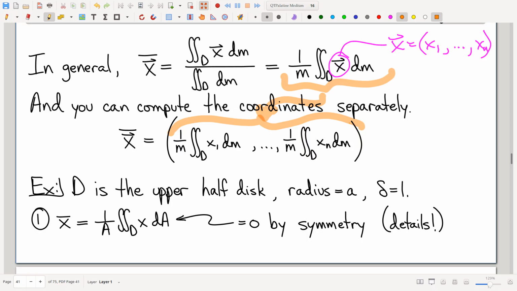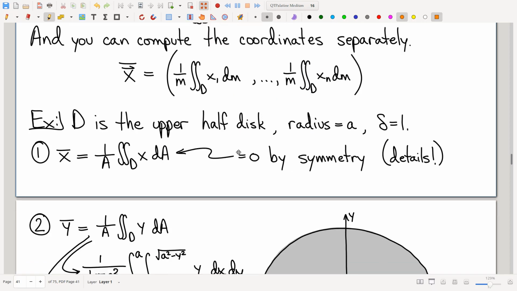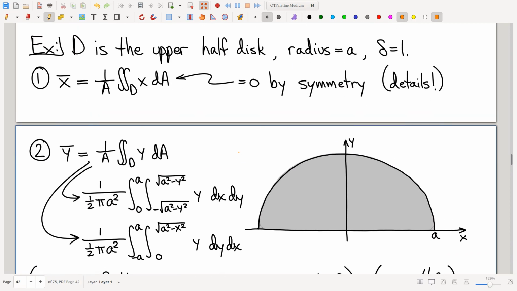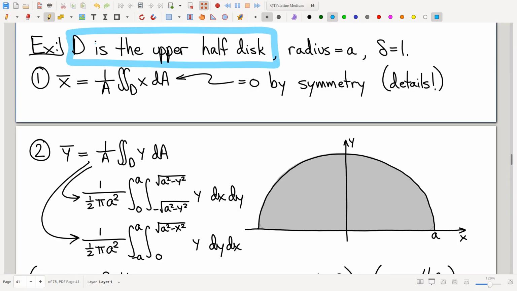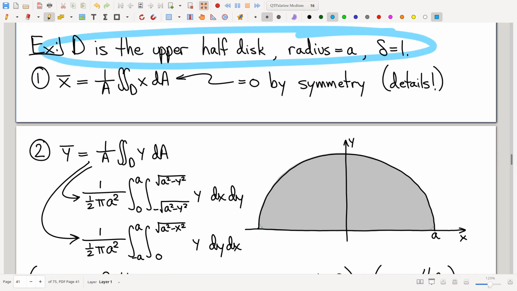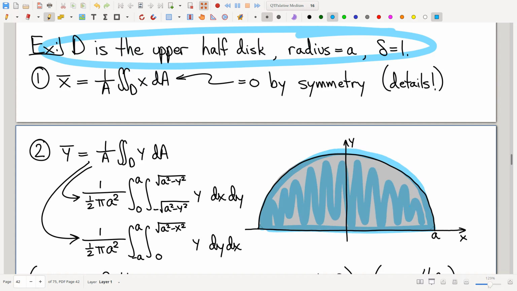Alrighty, let's do one. Here we have the upper half disc, this upper half disc here. Now, just to get the ball rolling, nice, easy first example, we're going to say the mass is distributed across that upper half disc with density 1. In general, density doesn't have to be constant. Density could even be a function. It could vary over position. But let's just keep it convenient. Density is 1.